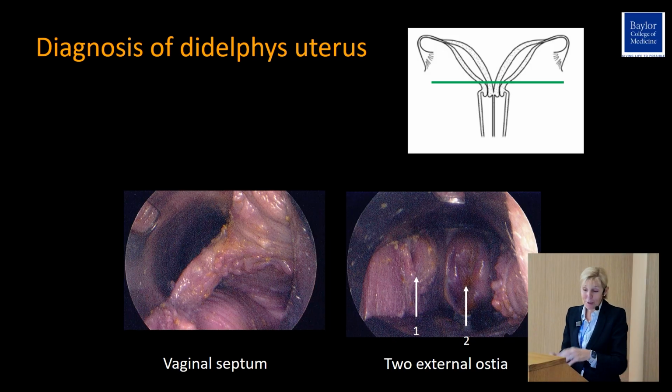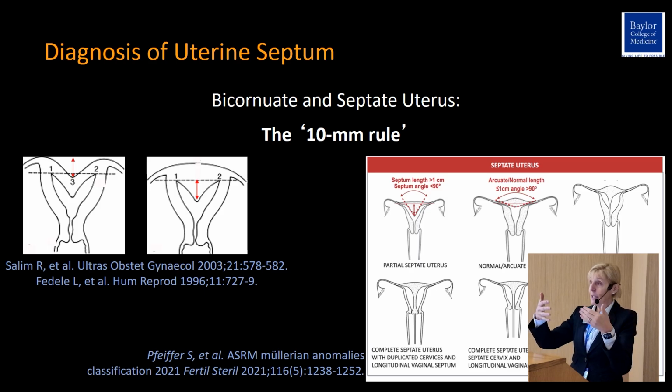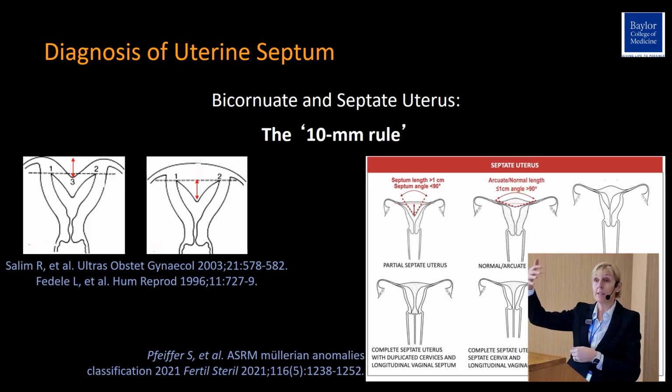For the uterine septum, we will spend possibly a little longer on this. We adopted the 10 millimeter rule a long time ago, in the early 90s, when Dr. Salim from Egypt adopted an old hysteroscopic definition by Dr. Fedele, who was in Italy. Dr. Salim adapted the 3D ultrasound view of the uterine septum, and he was one of the first ones. So that's a great merit that he has.